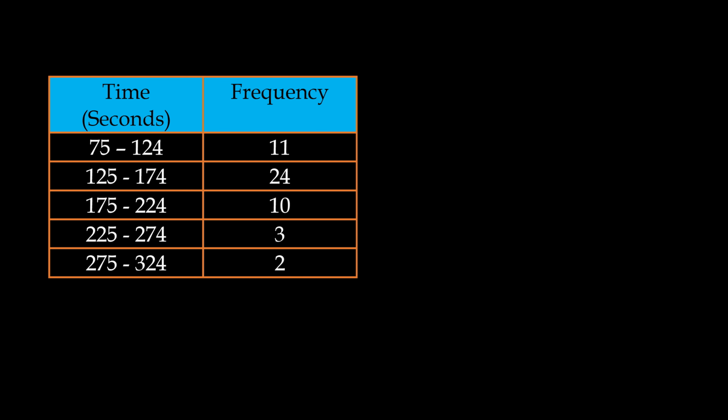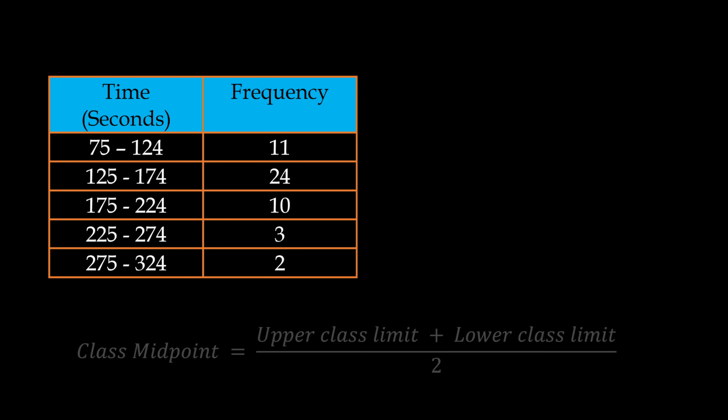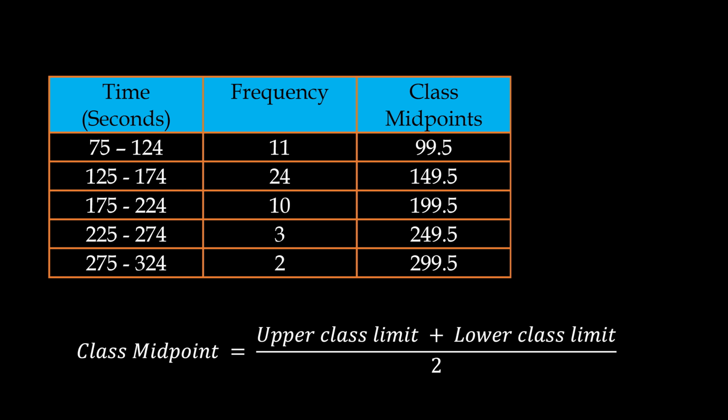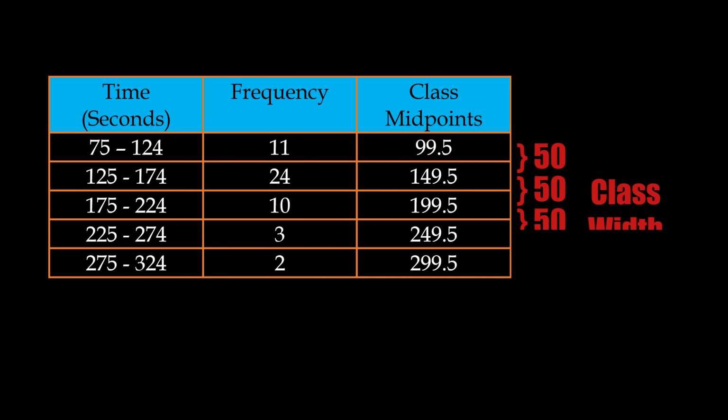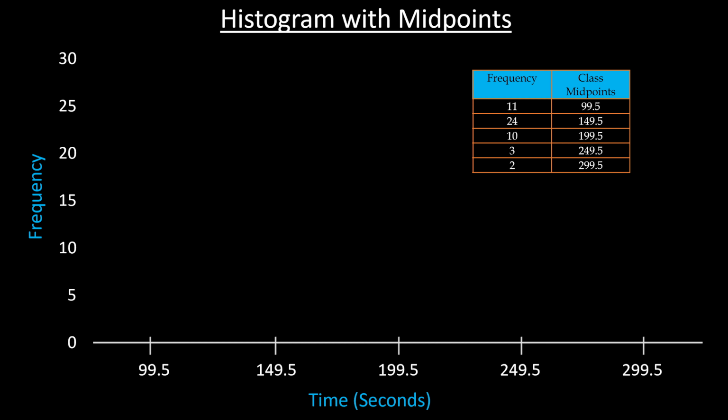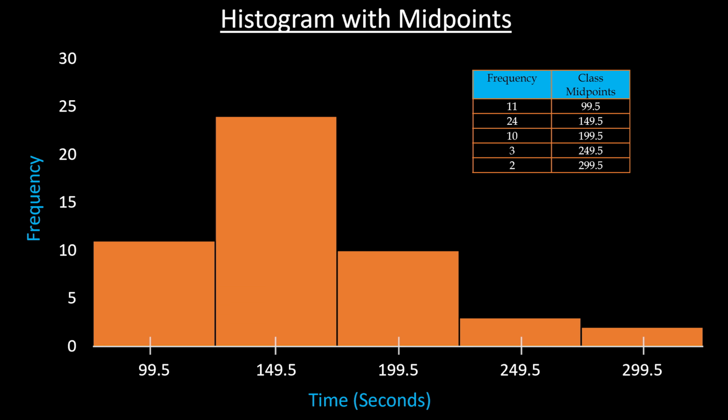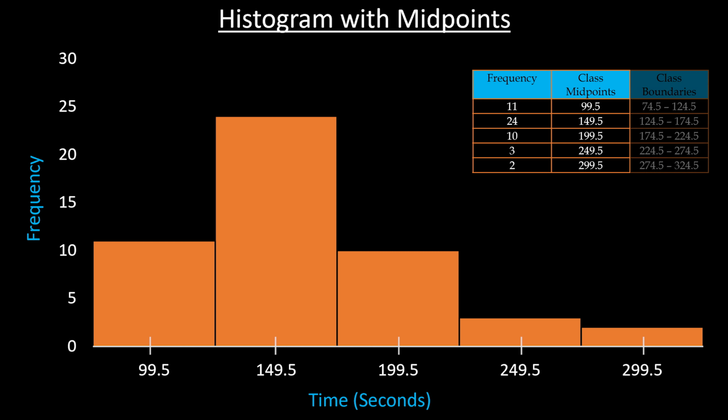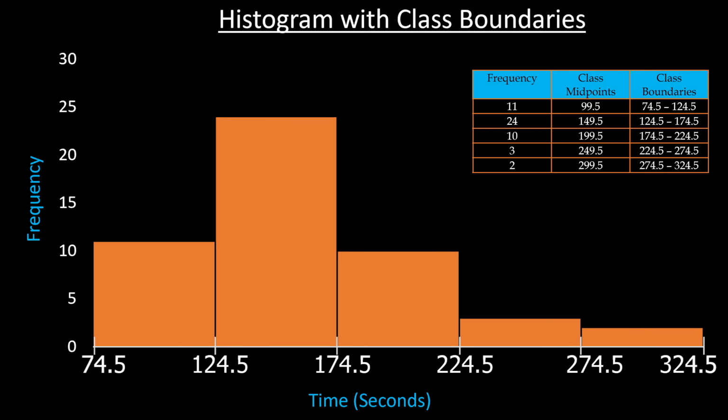Let's take this frequency distribution table and create a histogram from it. I'm going to use class midpoints as our reference value. This also means that the class width is the distance between any two consecutive midpoints. We will build each bar up to its matching frequency. And remember, I could have used the class boundaries as my reference value as well.